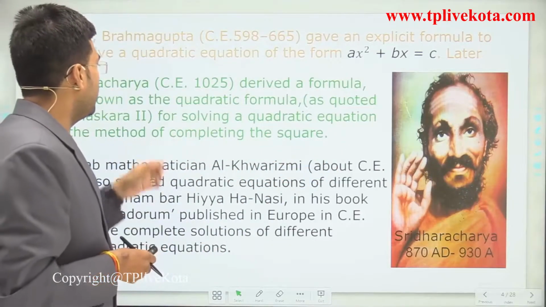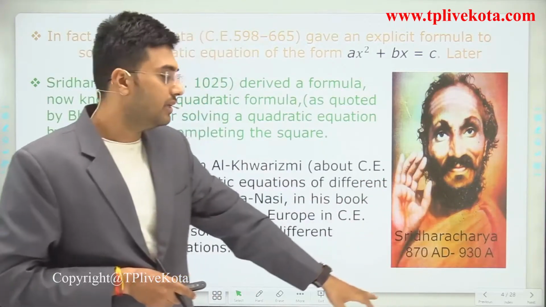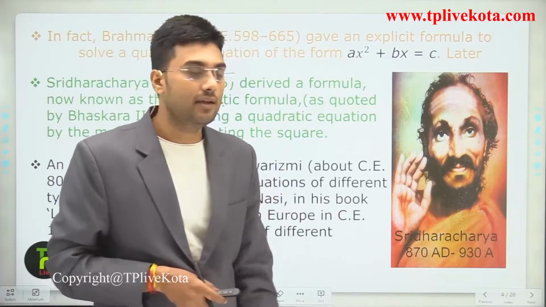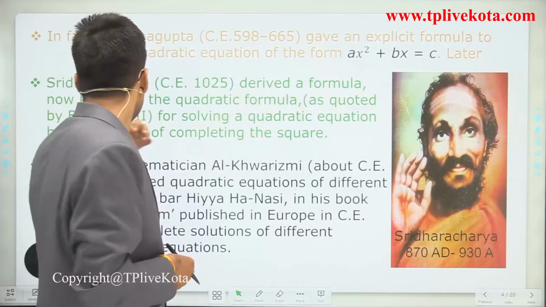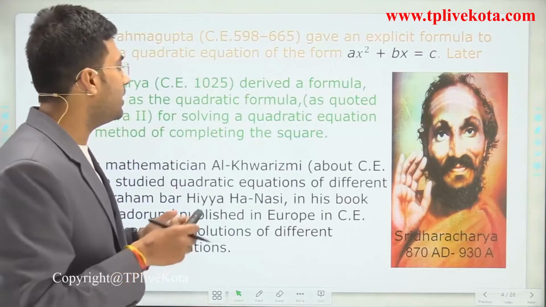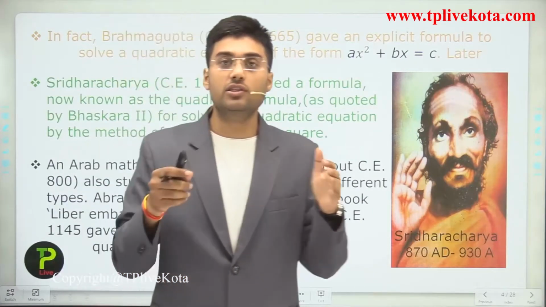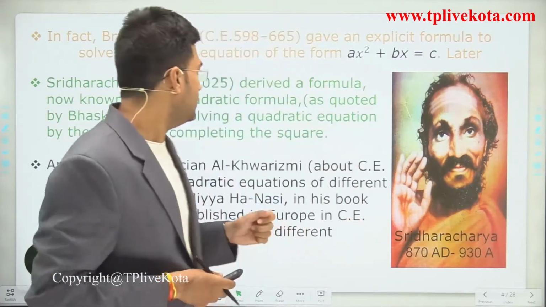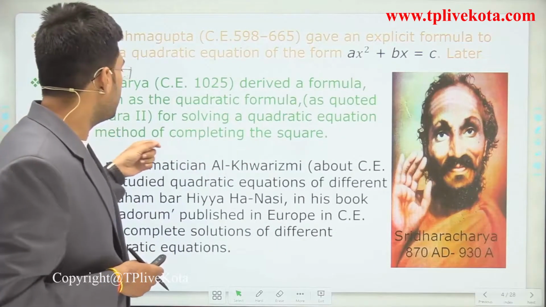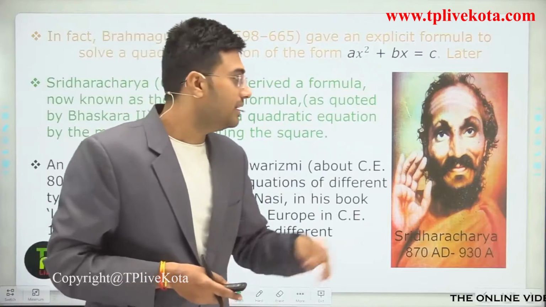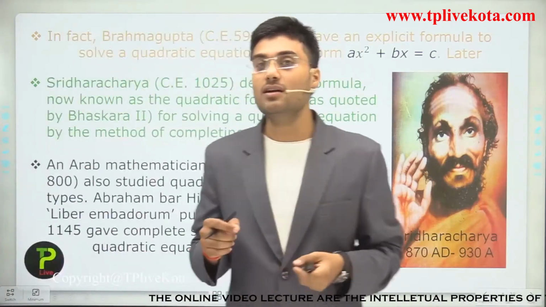Later Sridharacharya, at the time of CE 1025, born in 870 AD and died in 930 AD, derived a formula now known as the quadratic formula. He derived a formula known as the Sridharacharya formula or quadratic formula for solving a quadratic equation by the method of completing the square. And students, he is known as Bhaskara II.